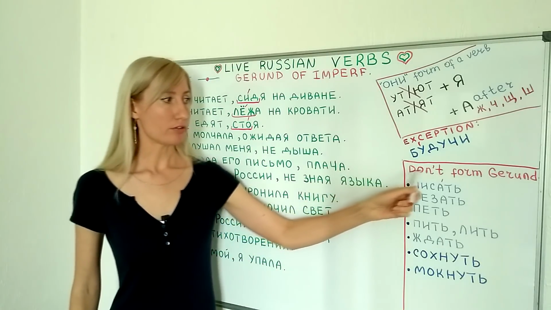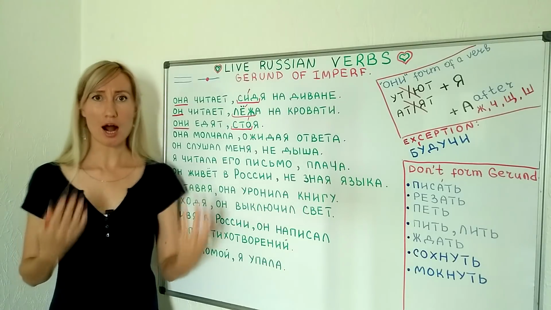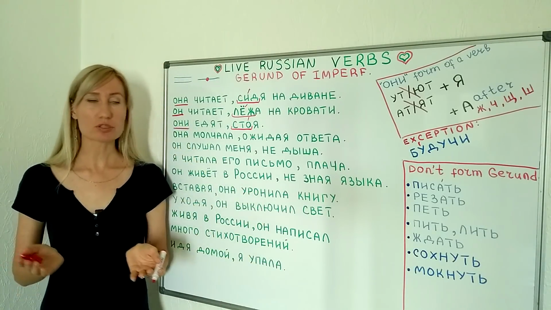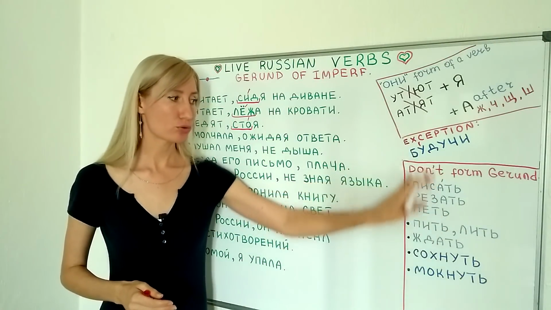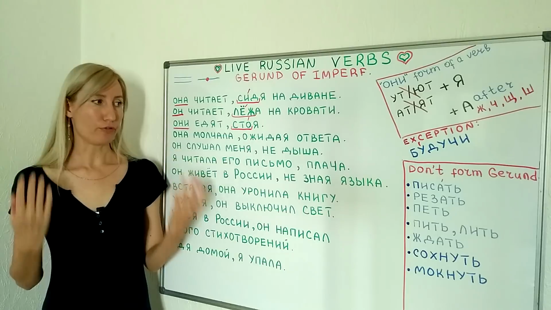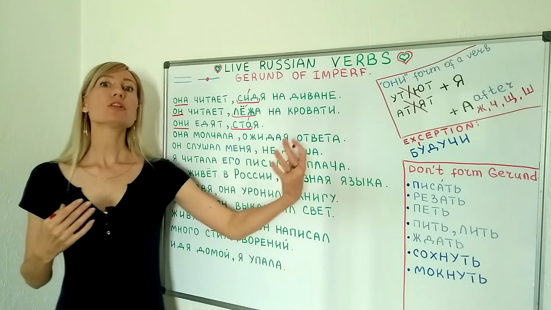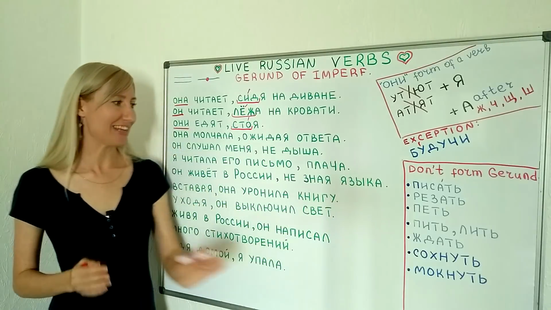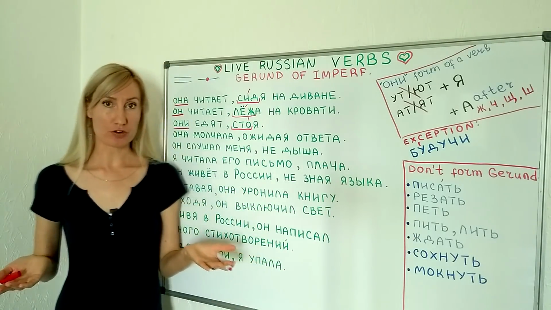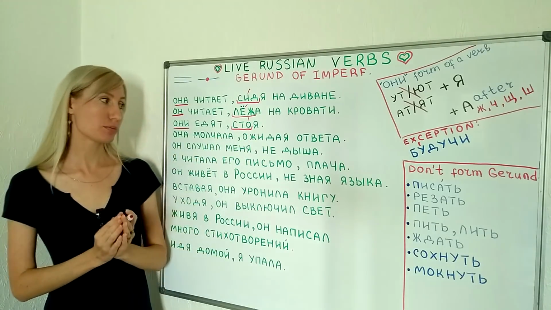For example, the word писать has a form пиша, but it's not used anymore. It's rarely used. That's why I would recommend you to not form gerund from these verbs. Just use them as verbs, instead of "while doing it", just "do it". So, the verb ждать doesn't form a gerund. That's why here we use the verb ожидать. It also means to wait.